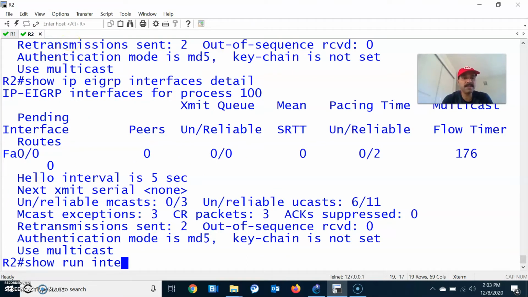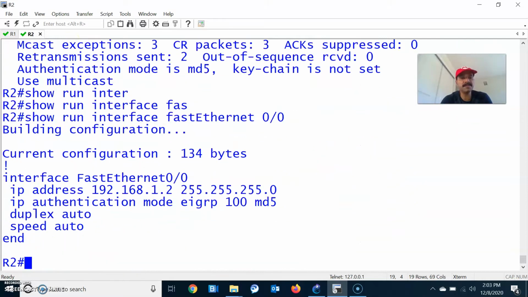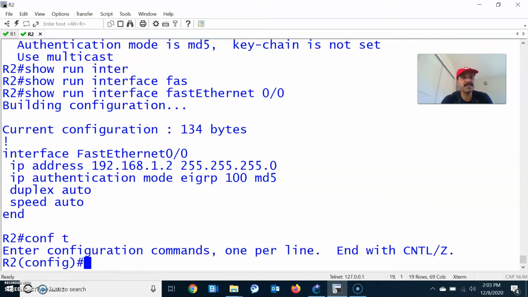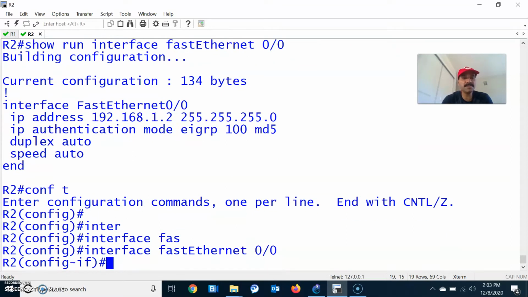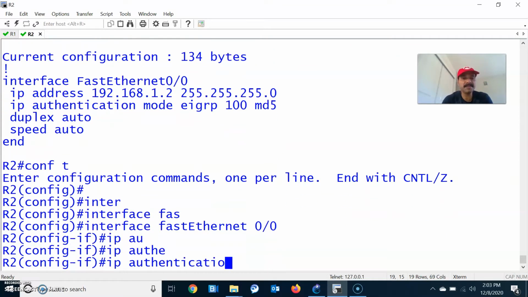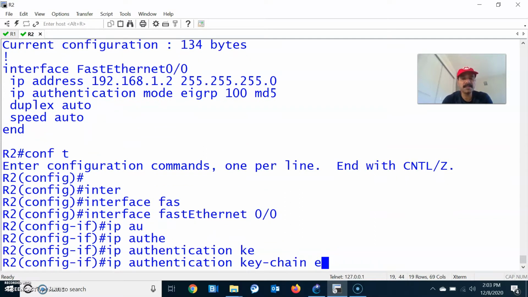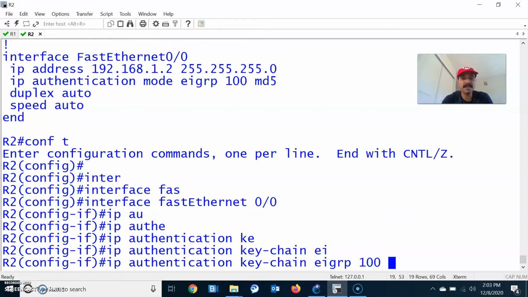Show run interface FastEthernet 0/0. So here the keychain is missing, right? So I have to configure the keychain. Interface FastEthernet 0/0, IP authentication keychain EIGRP 100, and the keychain is my keychain, right? My keychain.